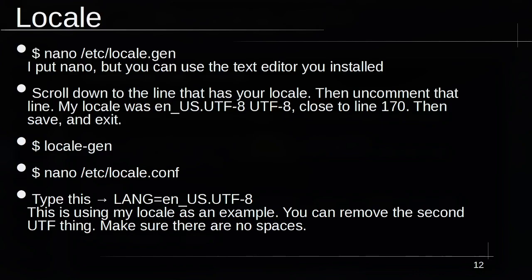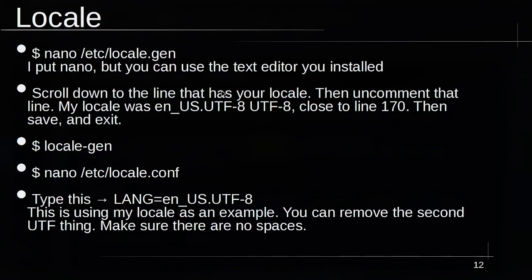At least you can just go to line 170 and then just do that, because that's what I did. It's not actually on line 170, but it's close to that. If it isn't, you'd have to search for it. Okay, then you just save it, and then you exit. After that, you do locale-gen. This would generate your locales.